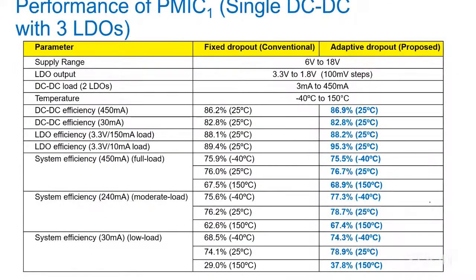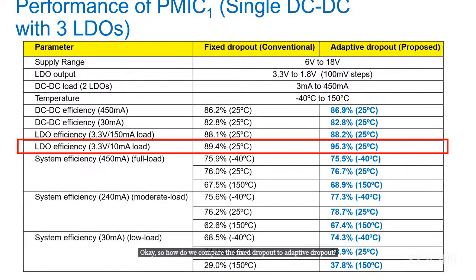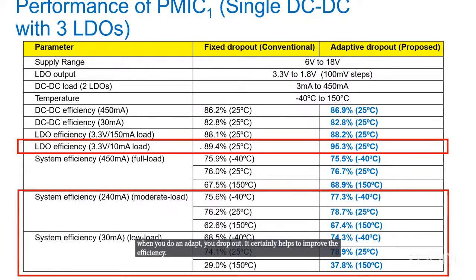Okay, so how do we compare the fixed dropout to adaptive dropout? When we go to a lighter load condition, like 10 milliampere, we were getting 95.3% efficiency compared to a conventional dropout of 89%. So this is comparing our own design. The same design, when you do an adaptive dropout, certainly helps to improve the efficiency, and also in moderate load and light load conditions, we see an improvement for the overall system efficiency.